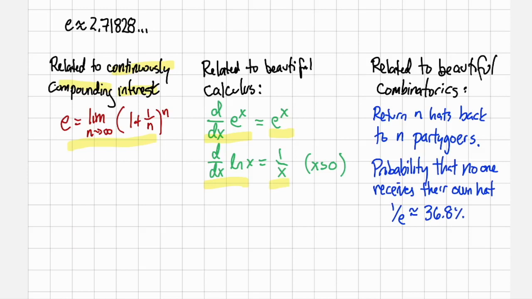It's also related to beautiful combinatorics. Let's say you go to a party and everybody brings a hat. If you want to return the hats back to the partygoers in some random way, the probability that no one receives their own hat is actually 1 over e, which is approximately 37%.